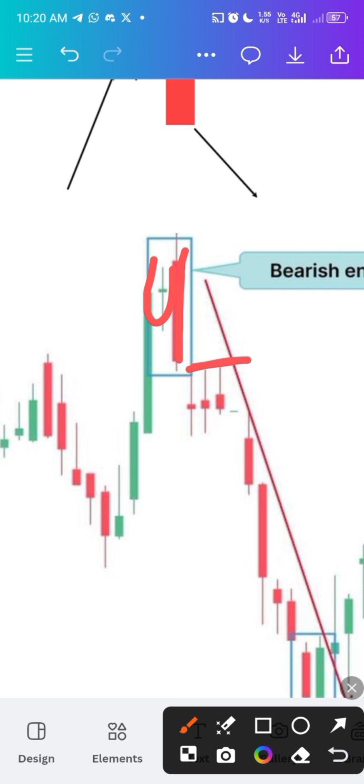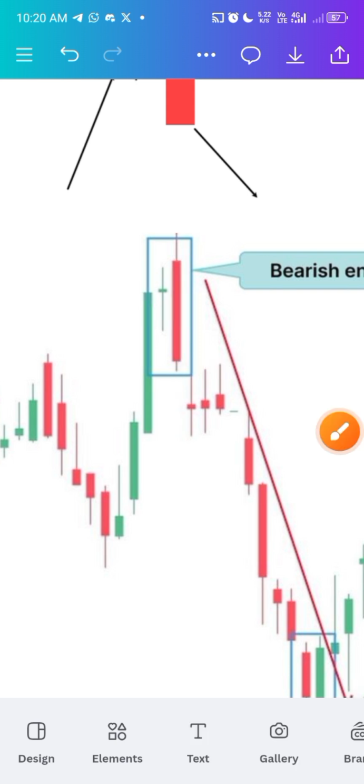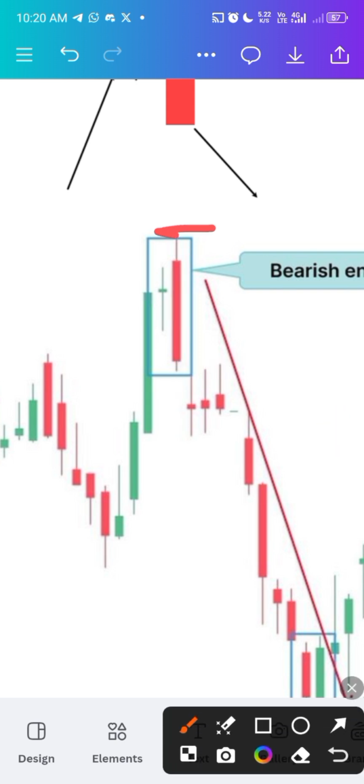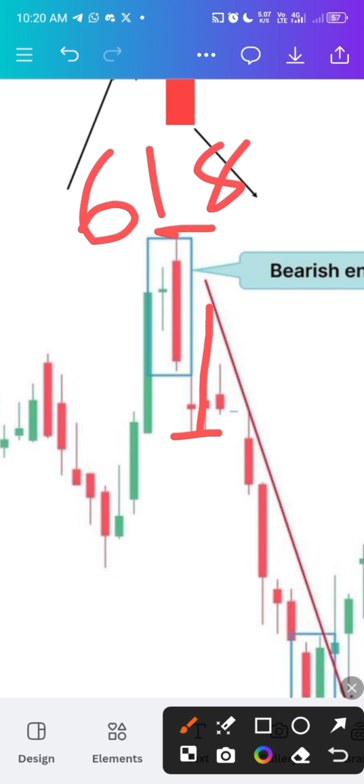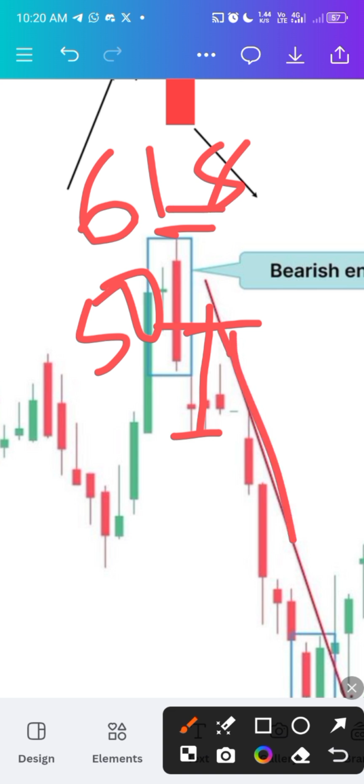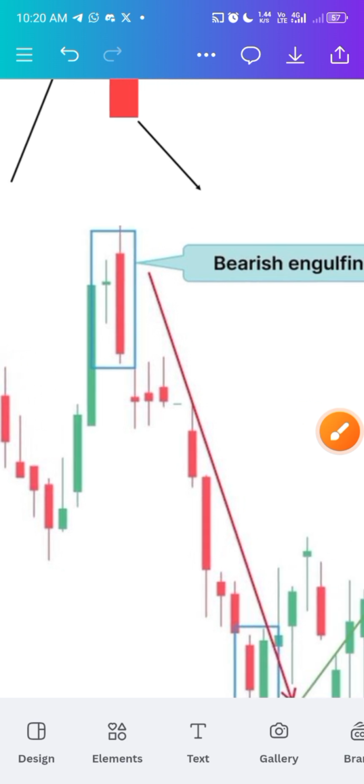Sometimes if you don't enter here, if you want to be conservative enough, you draw your Fibonacci. Let me remove all of this. You draw your Fibonacci from this level to this level and wait for like a 618 retracement or 50 retracement, which is around here. So if it retraces to that place, you just enter and put your stop loss right above, and then you wait for the market to play out, right? So that is how you take it.